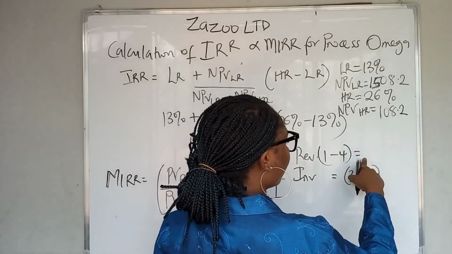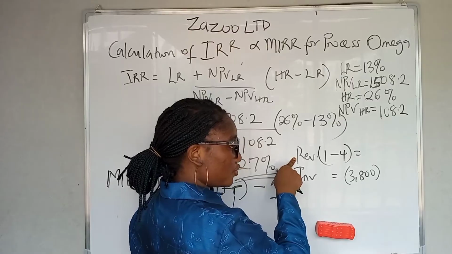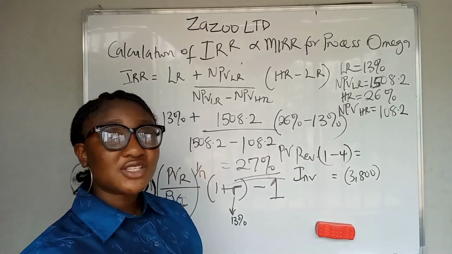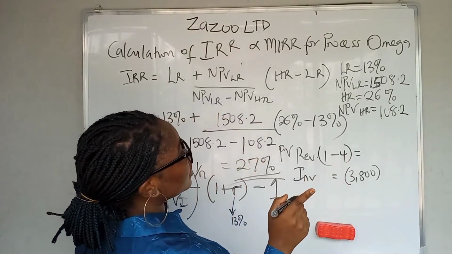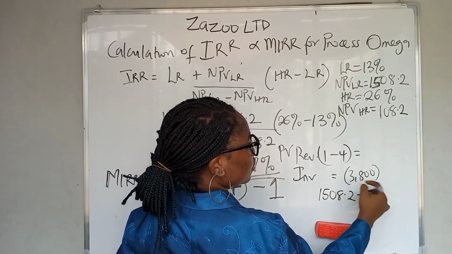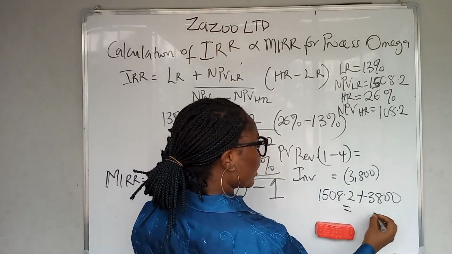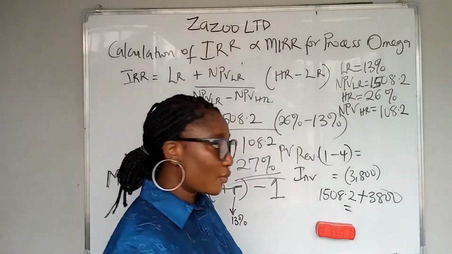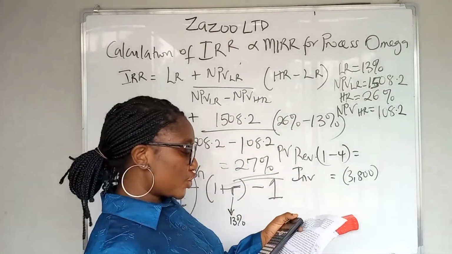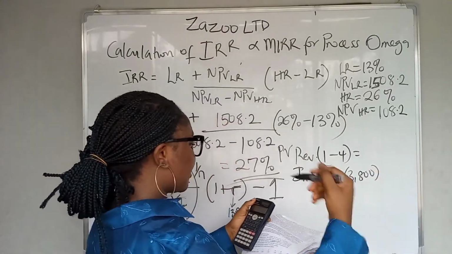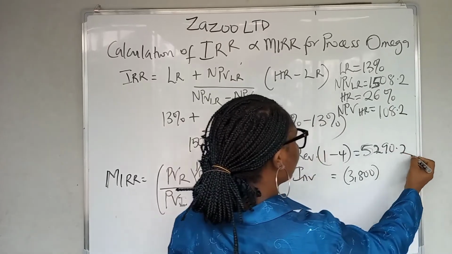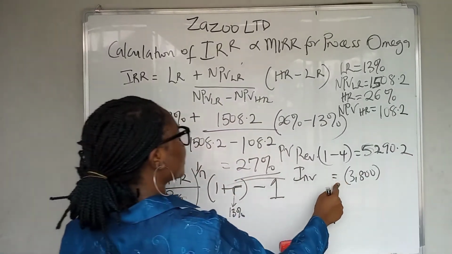For year 1 to year 4, one way you can get the present values of revenue from year 1 to 4 is to just take your NPV. There was a particular NPV we got, 1508.2, and just add it to 3800. That's one way to get your revenue phase. Or you can add them one by one. Either way, you still get the same thing. When you add the present values of the revenue phases, you have 5290.2. Then this is for the investment phase.